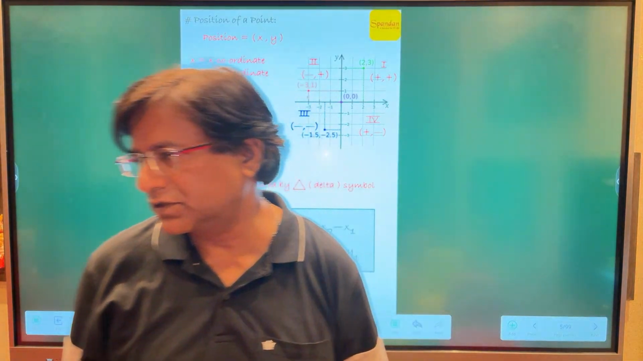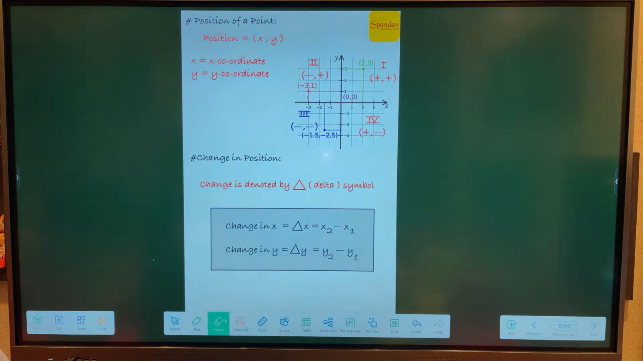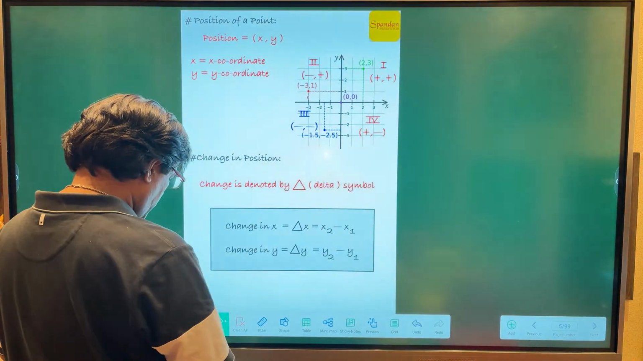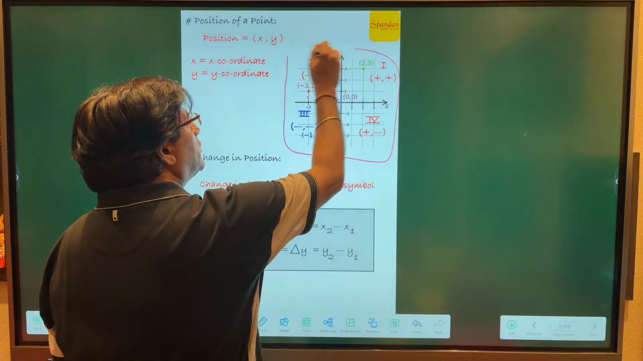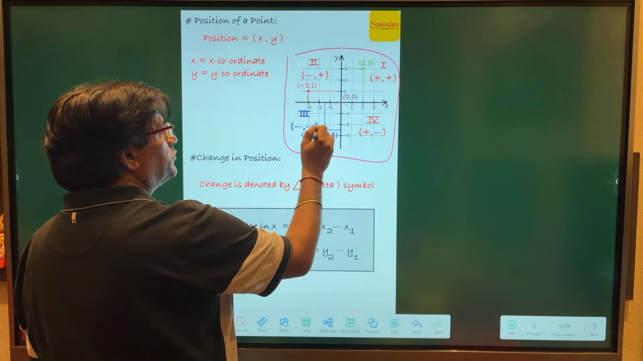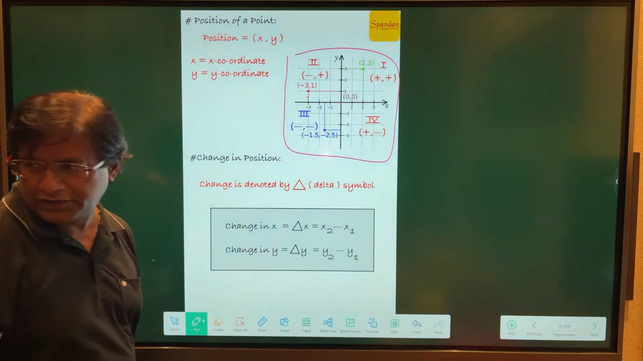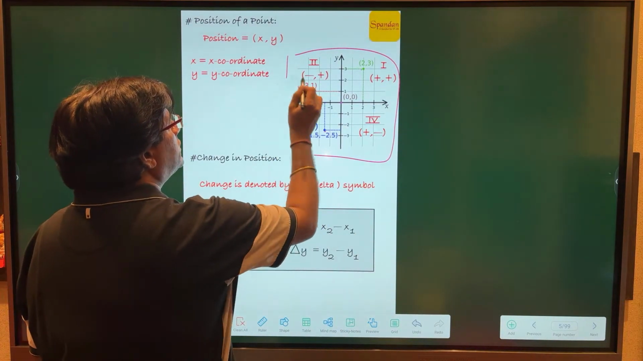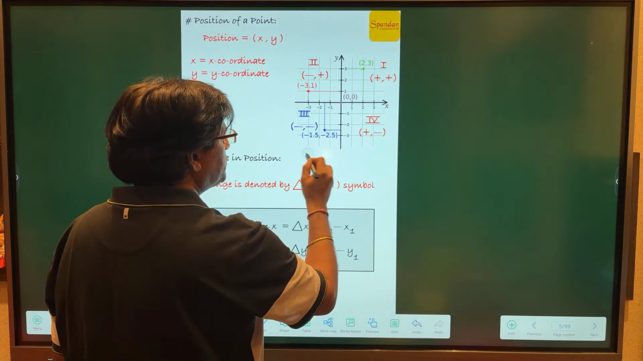This is called a y-x curve, right? This is basically a y-x graph, and in this y-x plot we are plotting the points. These are the points which are plotted, right? Understand? Next we will see change in position.